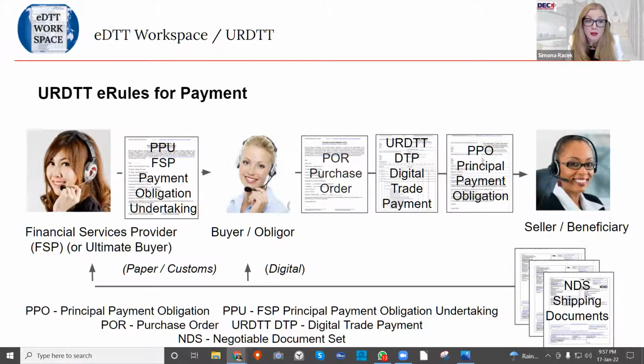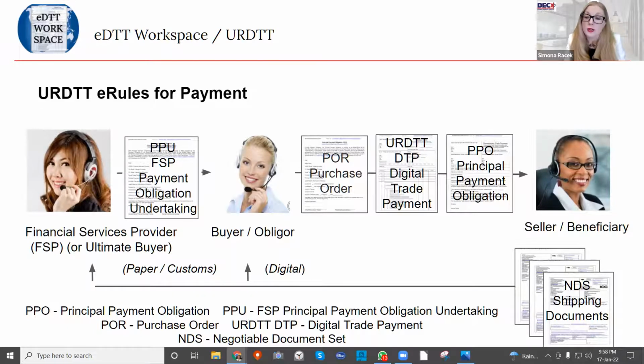The payment method is a collection from the buyer in exchange for the seller shipping documents, to include the bill of lading, packing list, invoice, and other trade documents. The buyer may nominate a financial service provider, also known as FSP, to irrevocably undertake the principal payment obligation and make the payment on behalf of the buyer. We refer to this step as PPU, the principal payment undertaking by FSP.